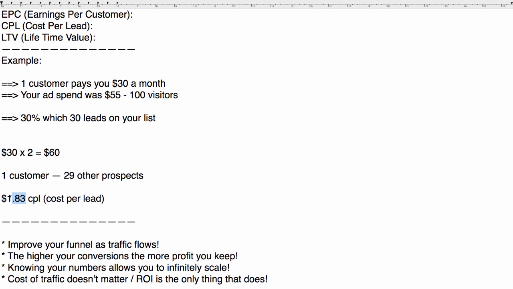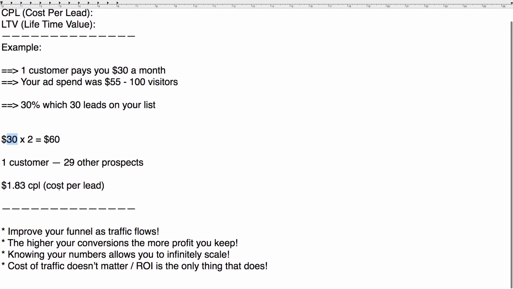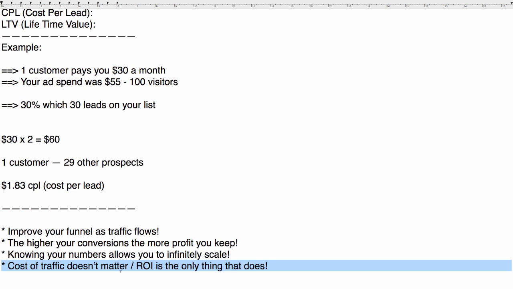And guess what? You only paid $1.83 for the person, and that person is worth at least $30 to you. At least 30 bucks. Let's say that person is worth 60. Let's say that person is worth 120. So wouldn't you trade? How many times would you pay $1.83 to get 120, to get 60, to get 30 all day long, right? That's the way you need to look at these campaigns. It's not the price. Okay, I wrote that down here. Let's see. The cost of the traffic does not matter. The return is the only thing that matters. It's how much money you make.